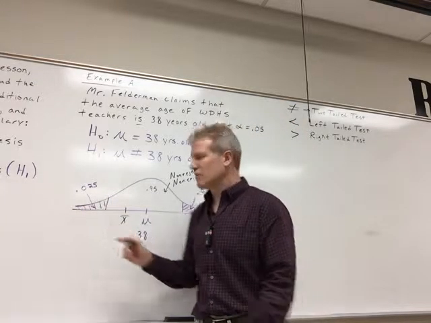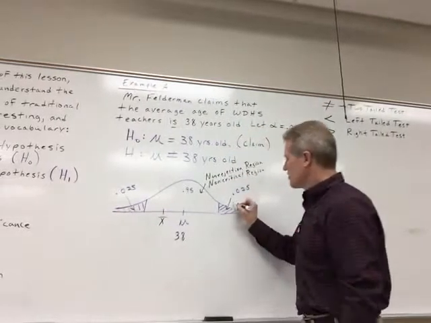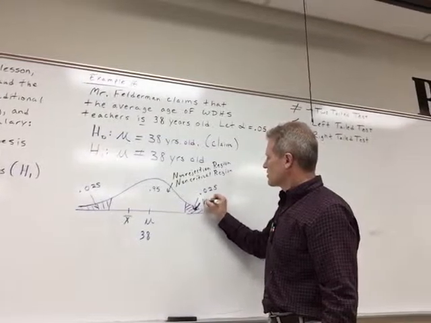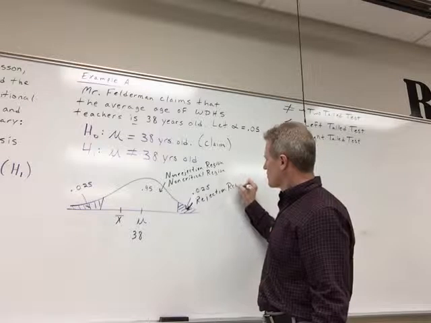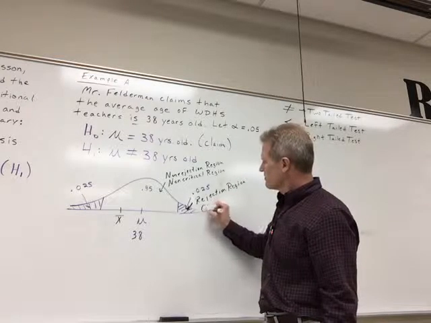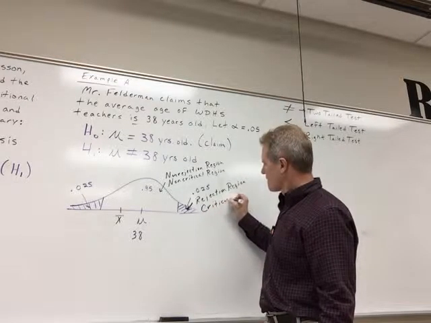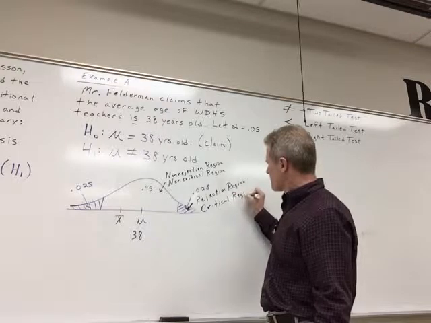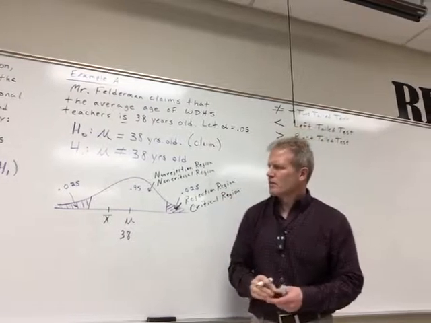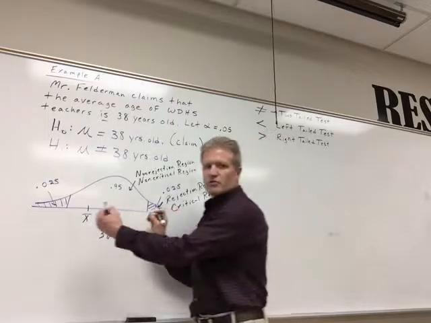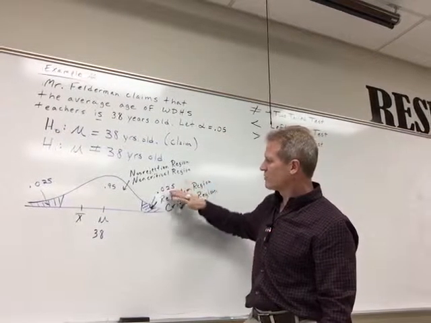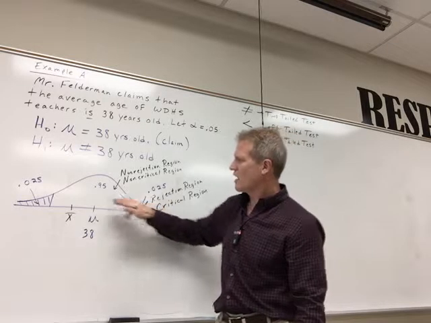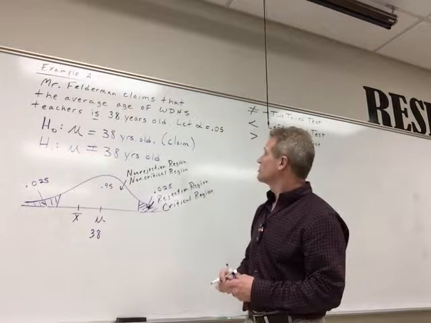The two tails then, this area and this area put together, would be called the rejection region, or also called the critical region. So the level of significance tells you how big those regions are going to be. Again, alpha is 0.05 in this case, so that means we have 2.5% in each half of the critical region.